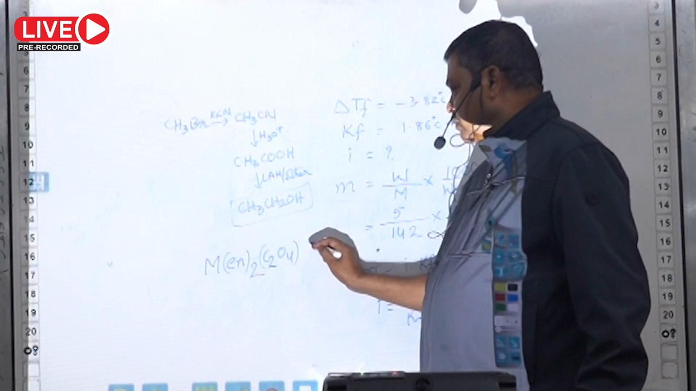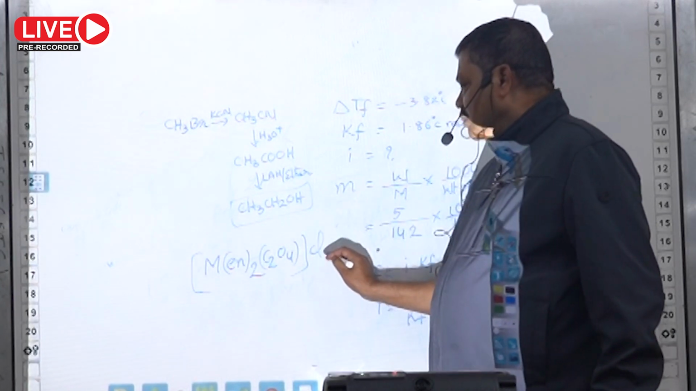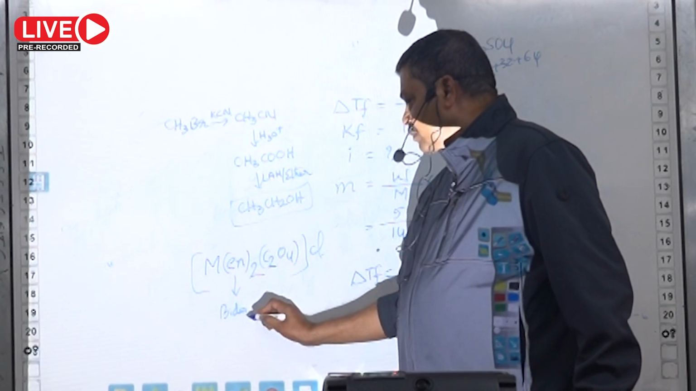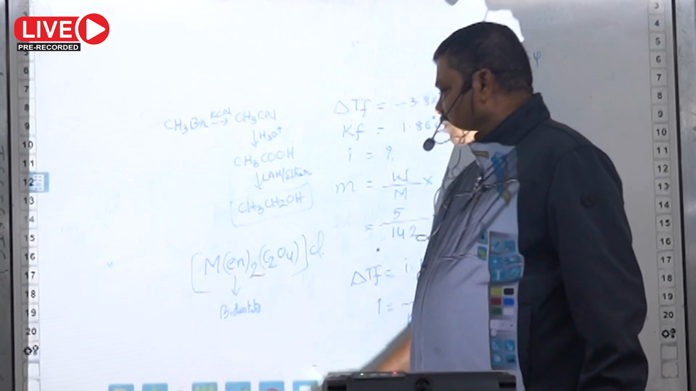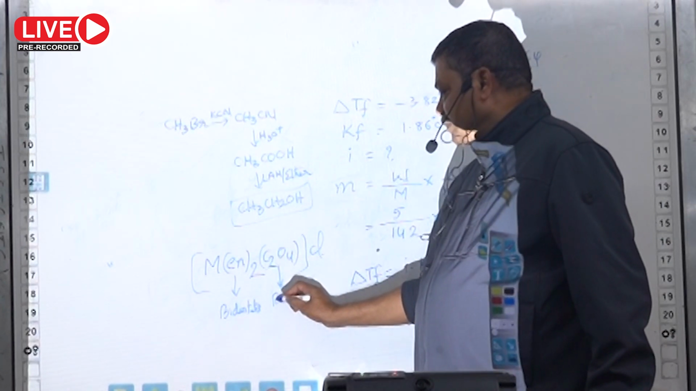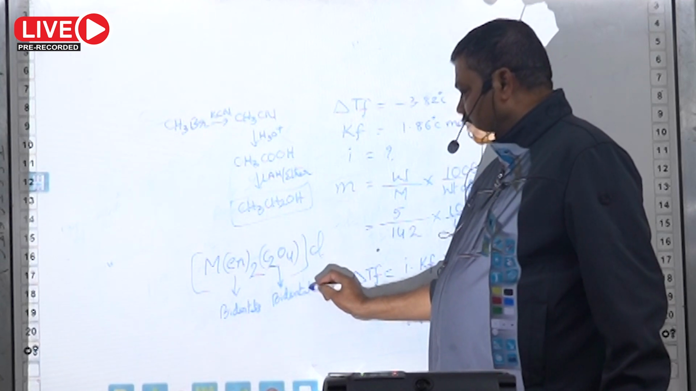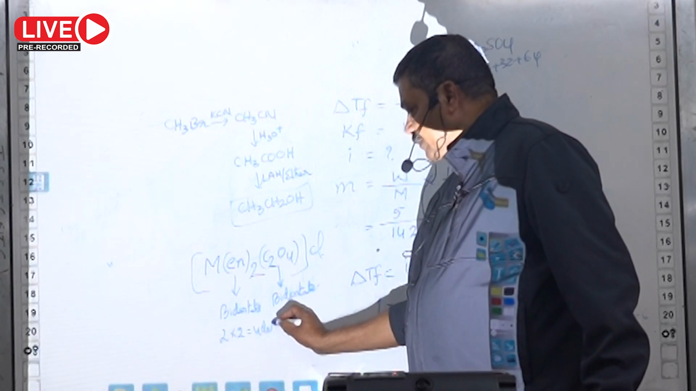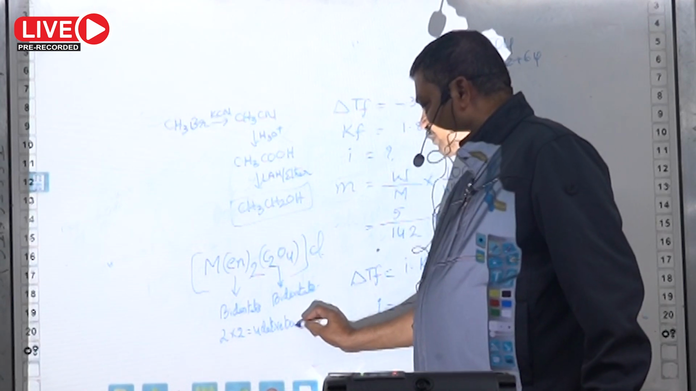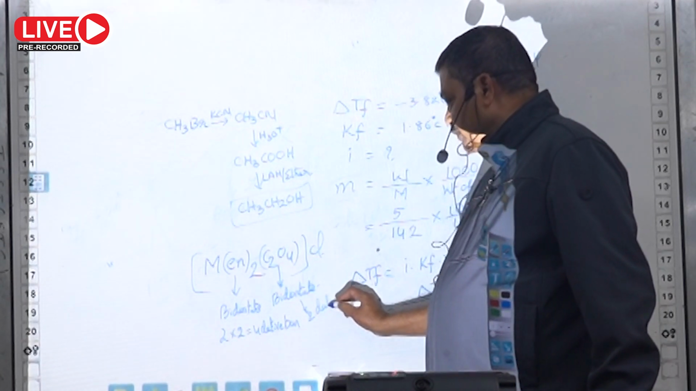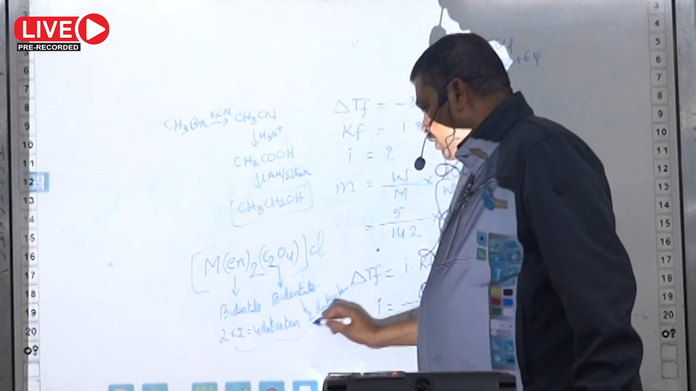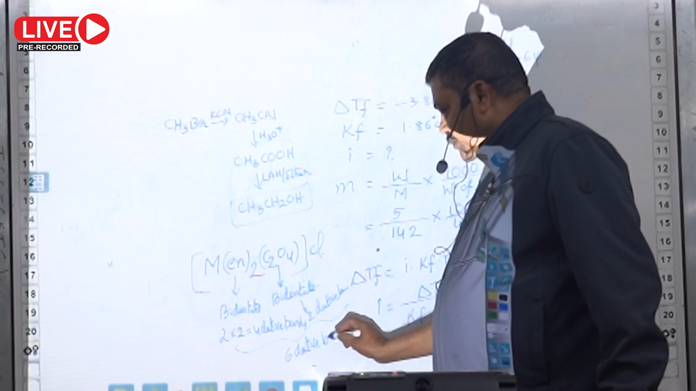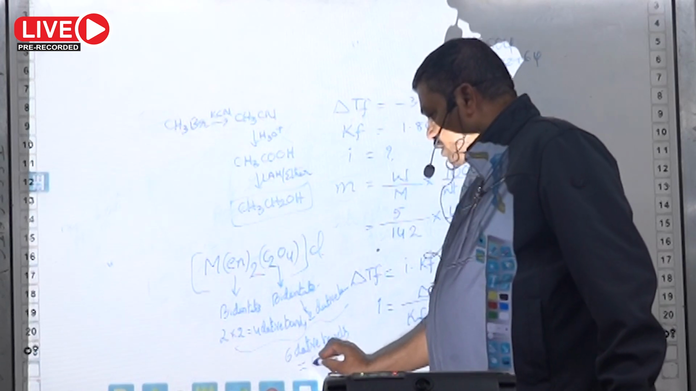Now the formula is delta TF is equal to I into KF into molality. We want I. I is equal to delta TF by KF into molality. So you have to substitute the values and finally you will get the answer, option 1. We are not going to do the simplification. The entire thing is discussed. Later you simplify. Next question.